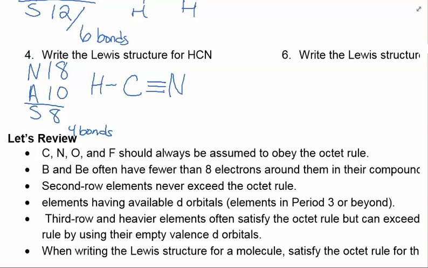So if I count up the bonds, I have 1, 2, 3, 4, which would be my 8 shared electrons. I have 2 electrons left that are available, so those are going to go on my nitrogen, because without them, nitrogen doesn't have a full octet. So that would be my Lewis structure.